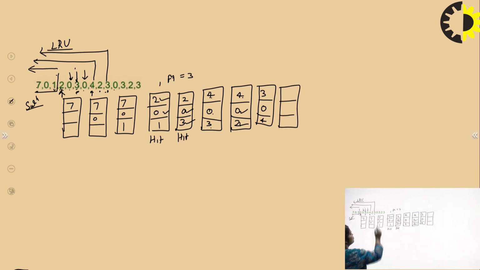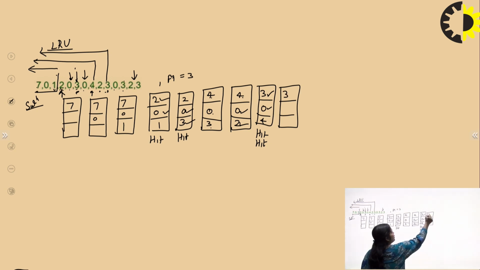Next is the 0, 0 is already there. Next is the 3, 3 is already there. Again a hit, and now the 2. 2 has to be replaced. 3 recently came, 0 recently came, so 4 you have to write down. So you have to write down 3, 0 and 2.